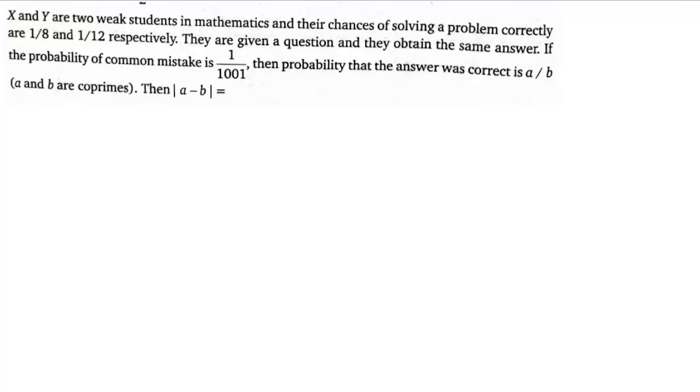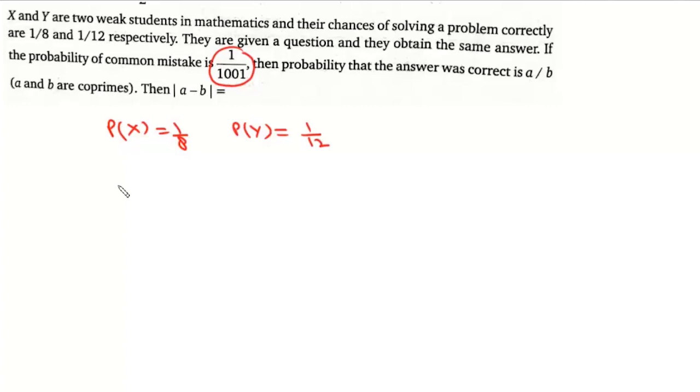Now here the question is, X and Y are 2 weak students in mathematics and their chances of solving a problem correctly are 1 by 8 and 1 by 12. So the probability that X solves the problem correctly is 1 by 8 and Y solves the problem correctly is 1 by 12. Now it says they are given a question and they obtain the same answer. If the probability of a common mistake is 1 upon 1001, then the probability that the answer was correct is A upon B, where A and B are co-prime. Then find the value of mod A minus B.